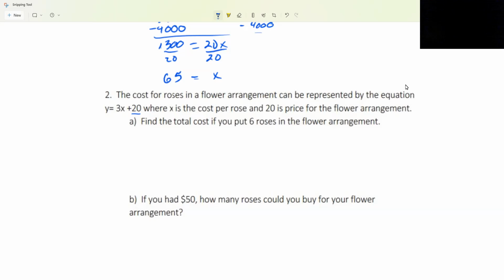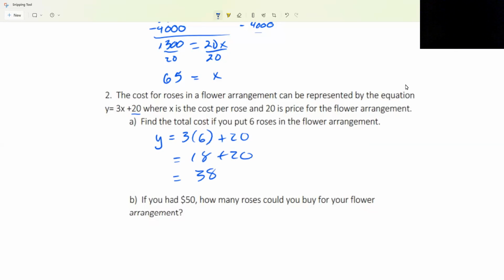So when you go to plug them in, you say find the total cost if you put 6 roses in the arrangement. All we're going to do is put in 6 for x: 3 times 6 plus 20. That's going to be 18 plus 20, which gives you 38. So it's $38 for the arrangement if you get 6 roses.